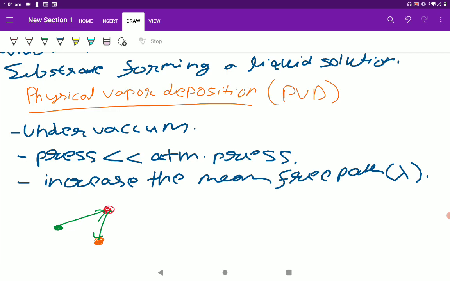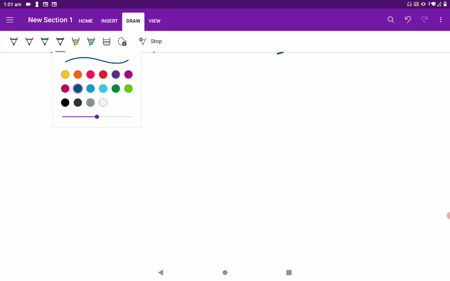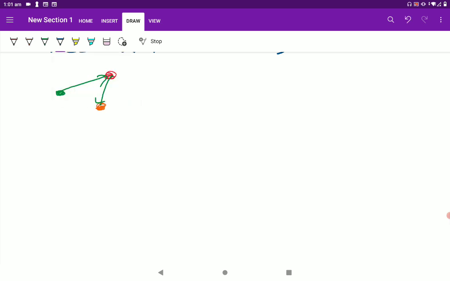According to the kinetic theory of gases, the expression for mean free path is given by this expression, that is kT upon under root 2 sigma p, which is proportional to the reciprocal of the gas density. That is, if the gas is denser, then the probability of collision will be higher. So the length is short.